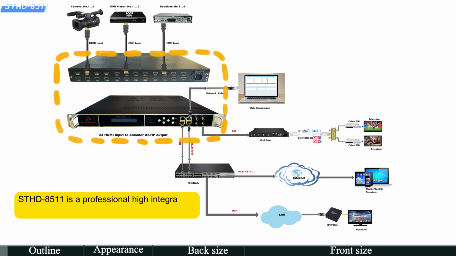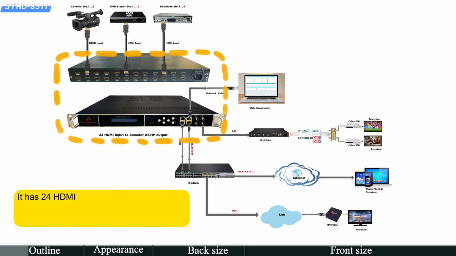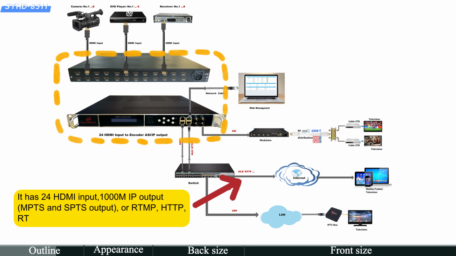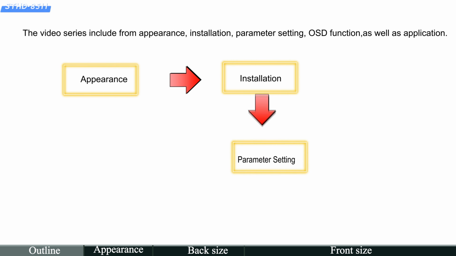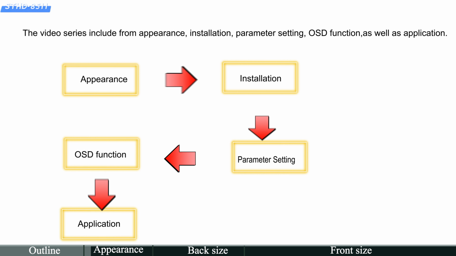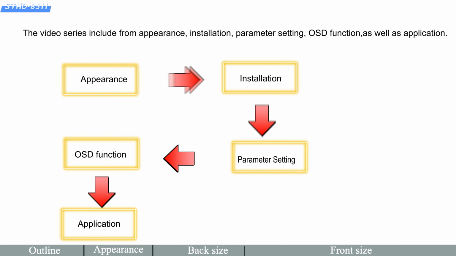STHD8511 is a professional high-integration device which includes encoding and multiplexing. It has 24 HDMI inputs, 1000M IP output, MPTS and SPTS output, or RTMP, HTTP, RTSP, HLS, SRT protocol for optional. The video series include appearance, installation, parameter setting, OSD function, as well as application.